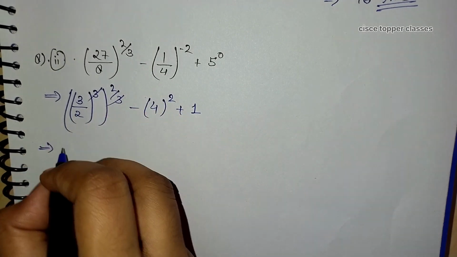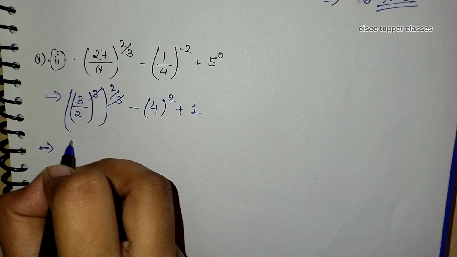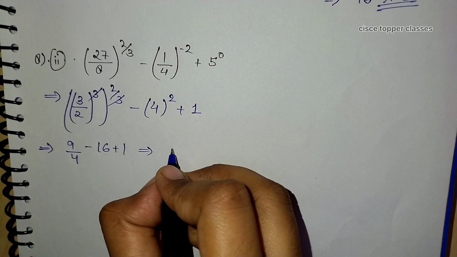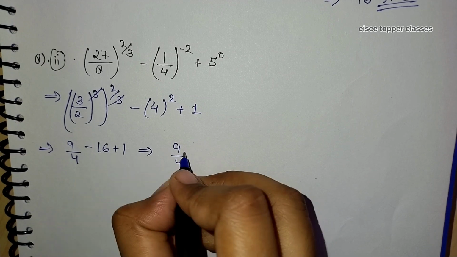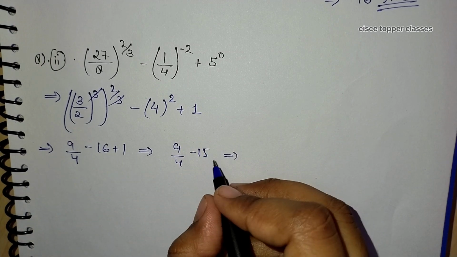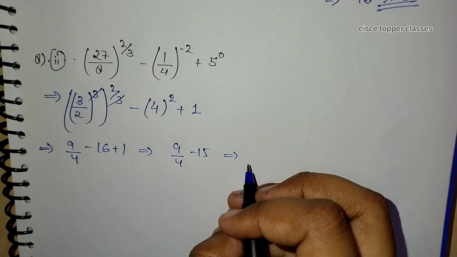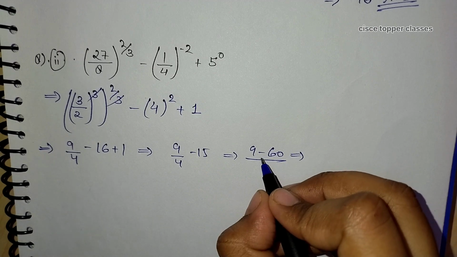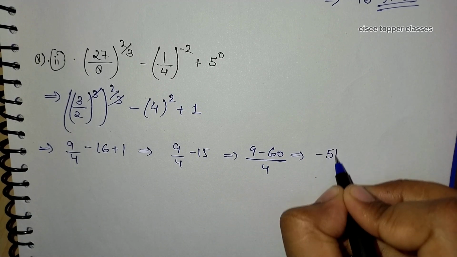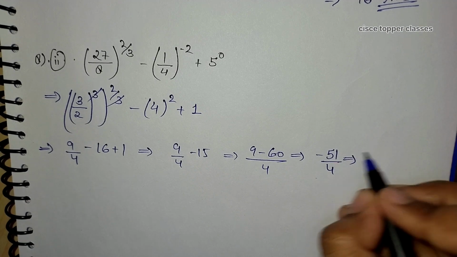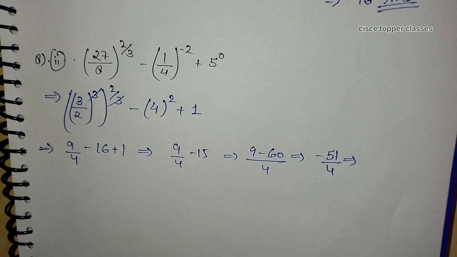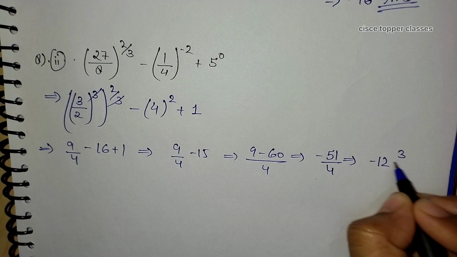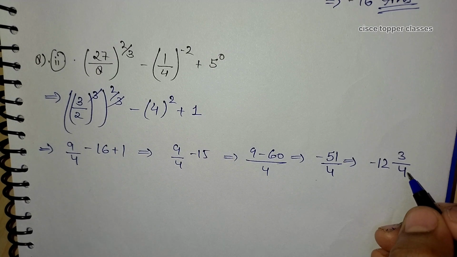So here we can cancel out 3. On solving, on taking a square, we will get 9 by 4 minus 16 plus 1. So it will be 9 by 4 minus 15, and 15 into 4 will be approximately, so this will be 9 minus 60 divided by 4. On subtracting this value, we will get minus 51 by 4. Now we can simply solve it as minus 12 and here 3 by 4. So this is the final answer here in this question.